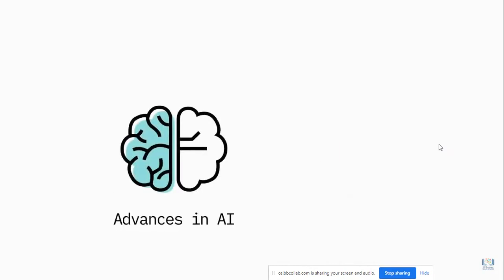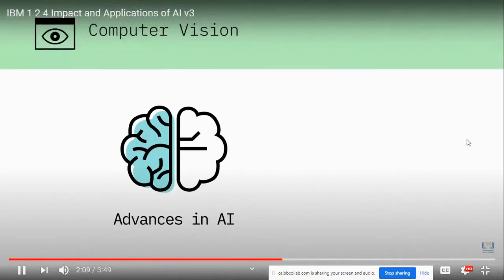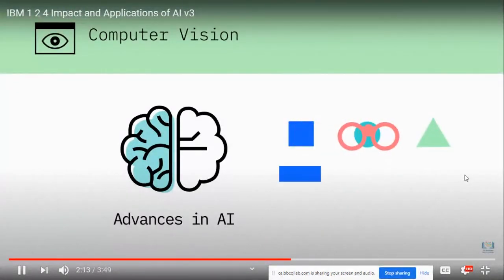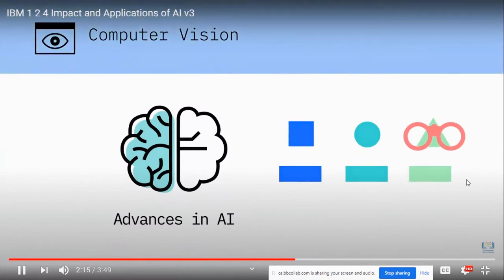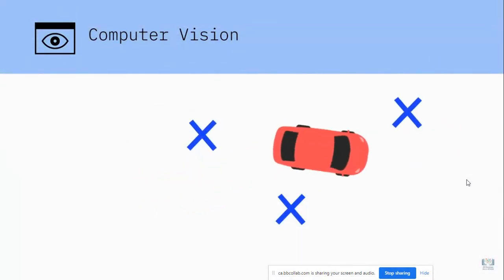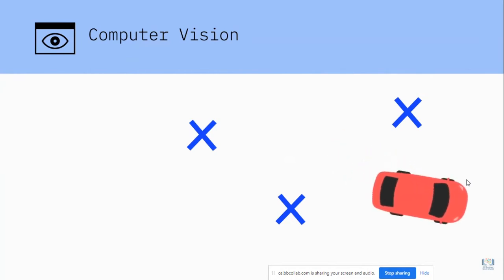It is due to advances in AI that the field of computer vision has been able to surpass humans in tasks related to detecting and labeling objects. Computer vision is one of the reasons why cars can steer their way on streets and highways and avoid hitting obstacles.